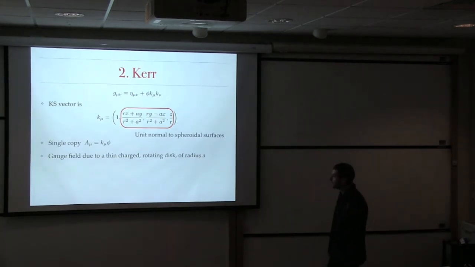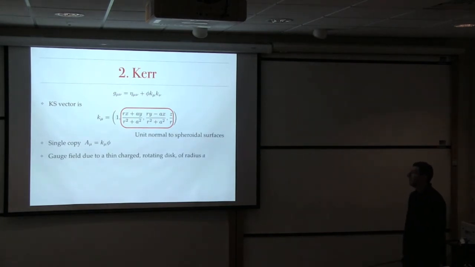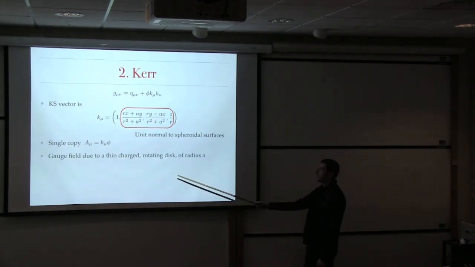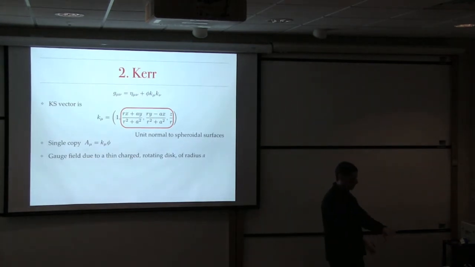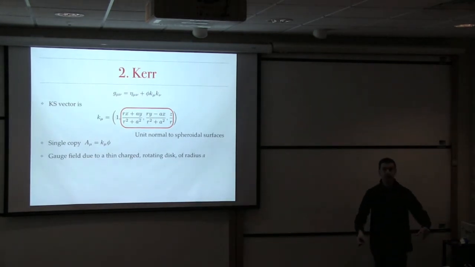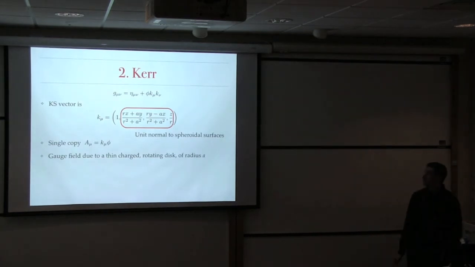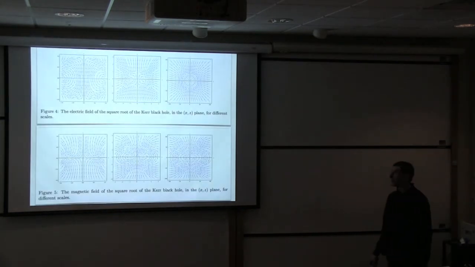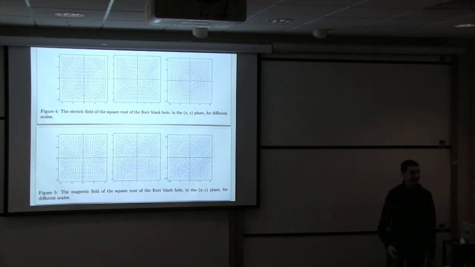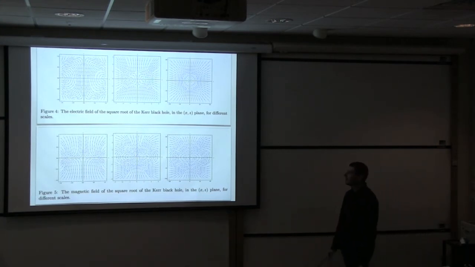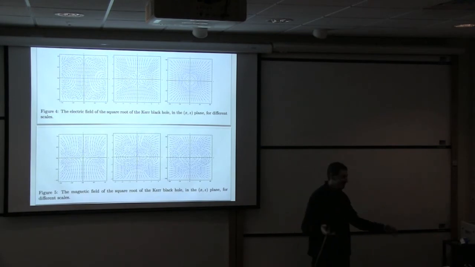Well, you can take the single copy, this is k mu phi. This is the gauge field corresponding to a thin disk of charge, which is rotating, with radius a. Now, given that I'm teaching classical electrodynamics, you can then have a lot of fun making the electric fields and the magnetic fields. My students might not have so much fun.